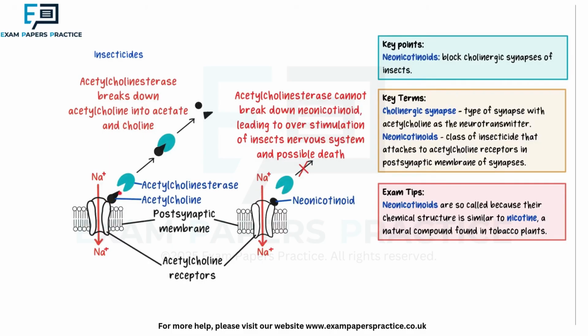Unlike the neurotransmitter acetylcholine, which binds briefly and is then broken down by acetylcholinesterase, neonicotinoids bind more persistently to the receptors and are not broken down by acetylcholinesterase. The continuous stimulation overexcites the insect's nervous system, which disrupts the normal transmission of nerve impulses. The insect is unable to control its muscles and cannot carry out essential functions. This often results in paralysis and death of the insect.